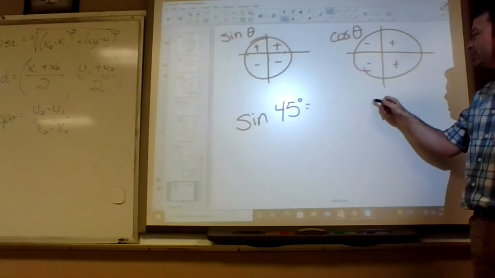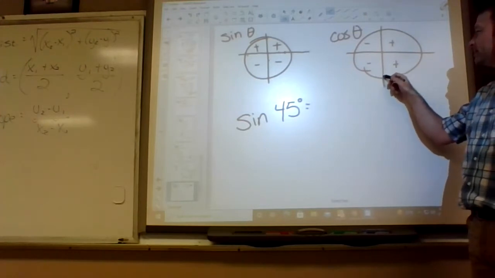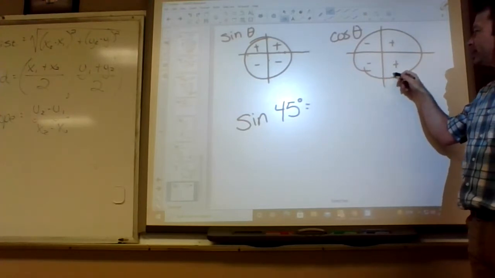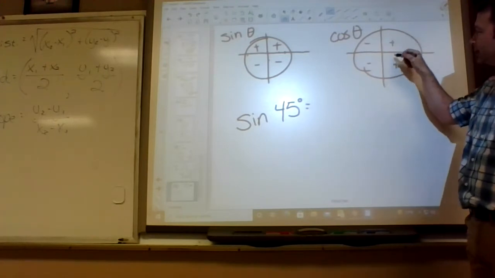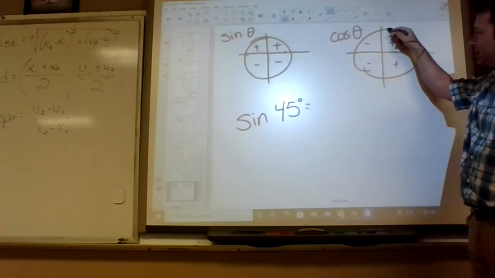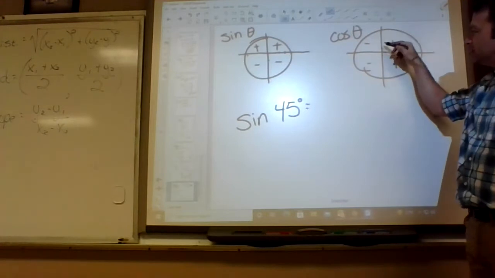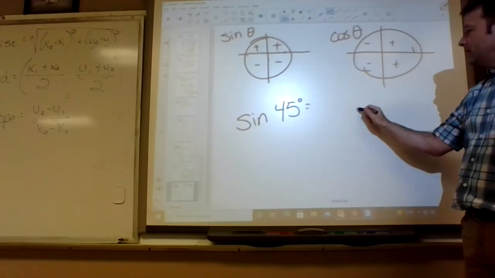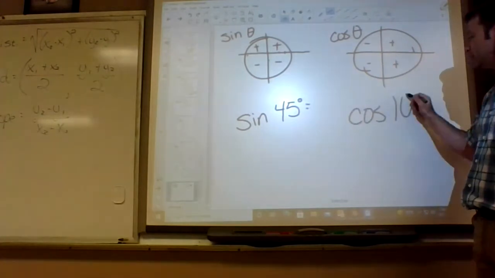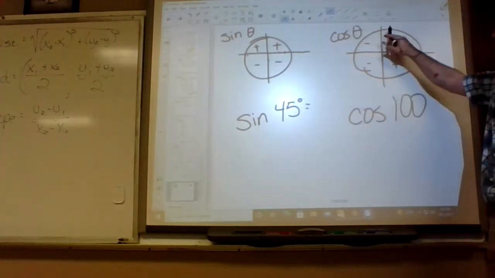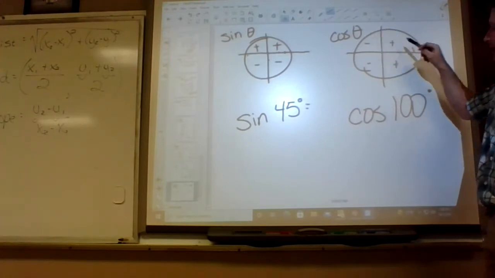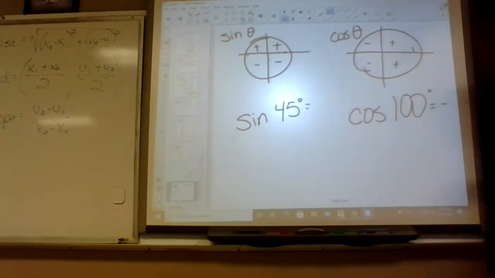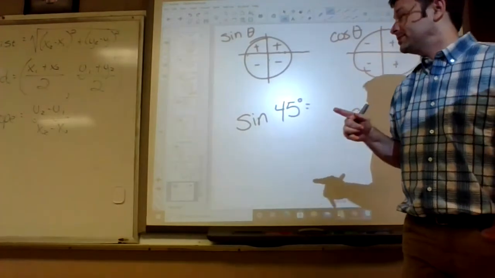So on cosine, similar ideas. Kind of think of it like between negative 90 and 90, those are positive. And between 90 and 270, those are negative on cosine. So if I throw out cosine of 100 degrees, well, 90 is right here, so 100 would be right there. I know this has to be negative. Okay, there's a few that we can have memorized.